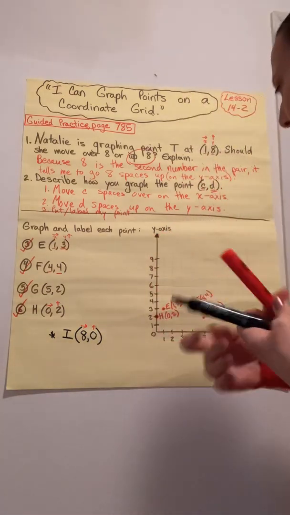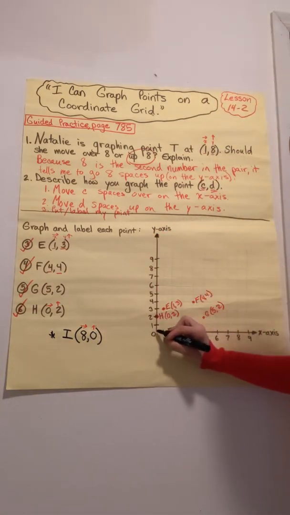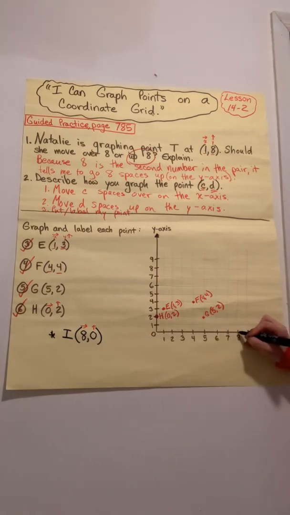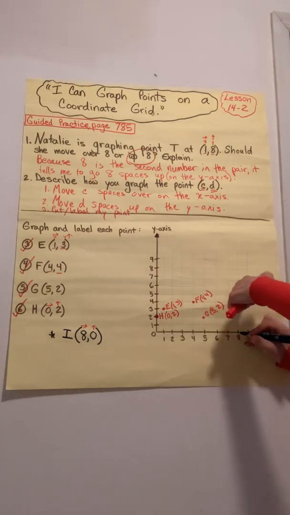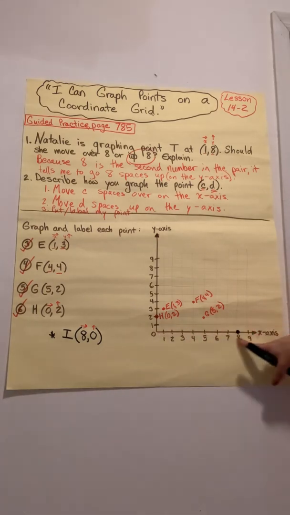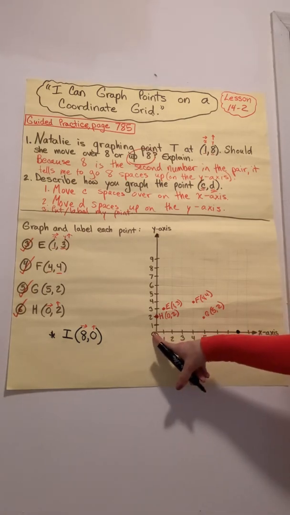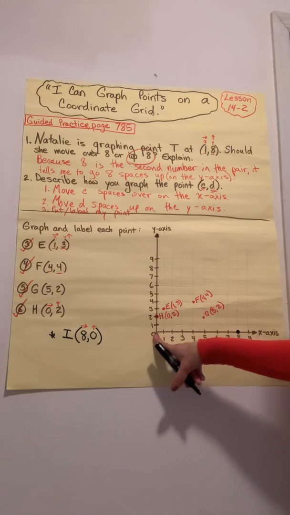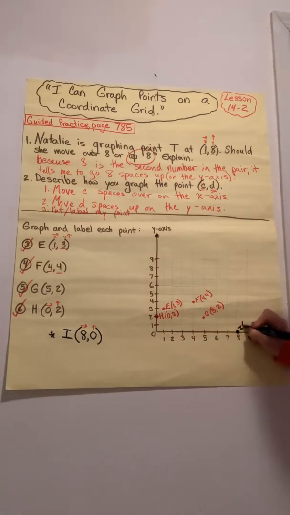So here I would stay right here. I would move over 8 like normal, but instead of going up whatever my spaces in the second number were, I don't go up at all. I put this point right here sitting on the x-axis. Again, not out of bounds, part of the grid. That means I went 0 spaces up. So this is point I, 8, 0.